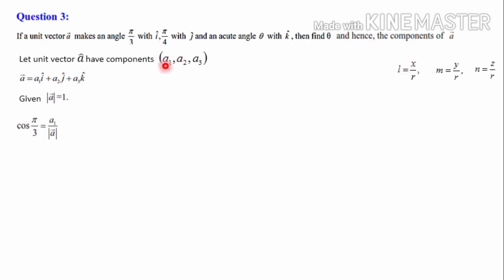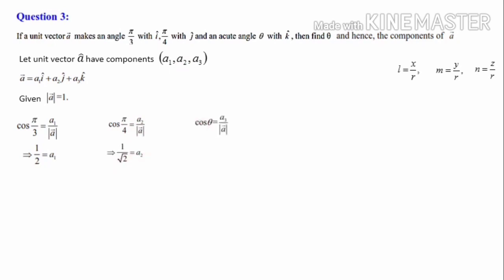So here the x component is a1 and the modulus of that vector is modulus of A itself. That is cos pi by 3, we know it is 1 by 2, that is equal to a1 divided by modulus of A, whose value is 1. So a1 by 1 is a1 itself. So a1 is 1 by 2. Next is m is equal to y by r. m in the sense cos beta, beta is pi by 4 here. So cos pi by 4 is equal to a2, the y component, by modulus of A. So cos pi by 4, whose value is 1 by root 2, is equal to a2 by 1, which is a2.